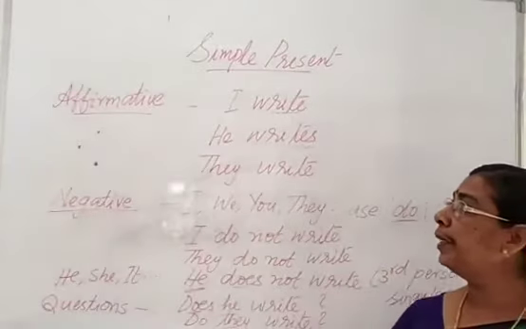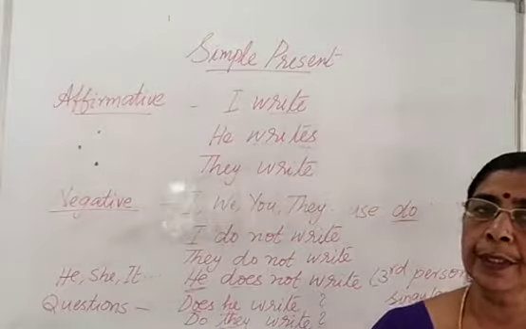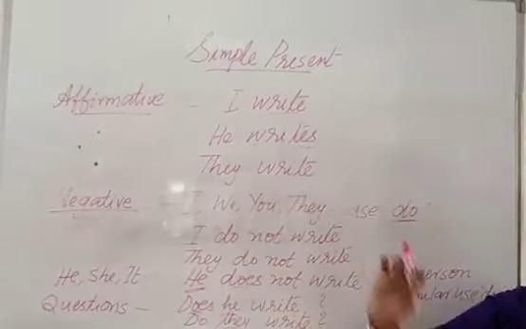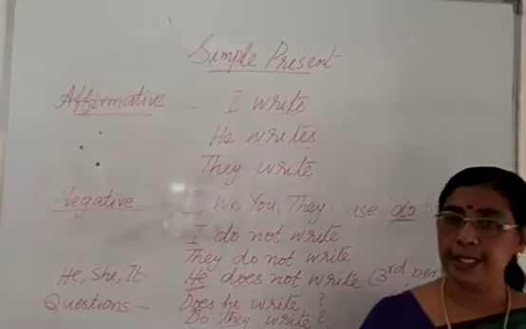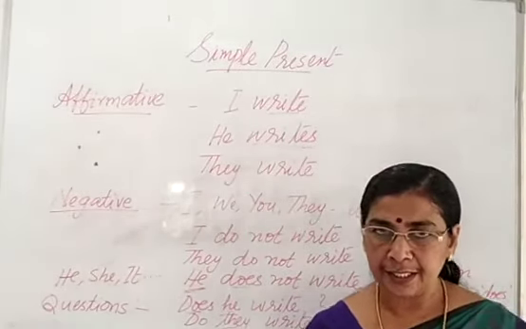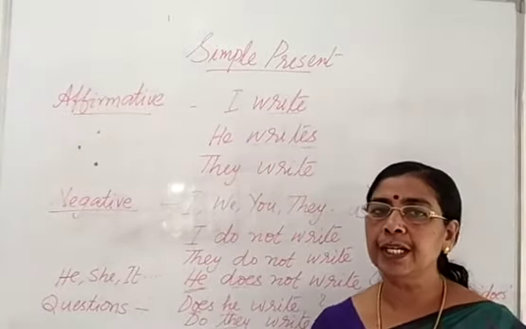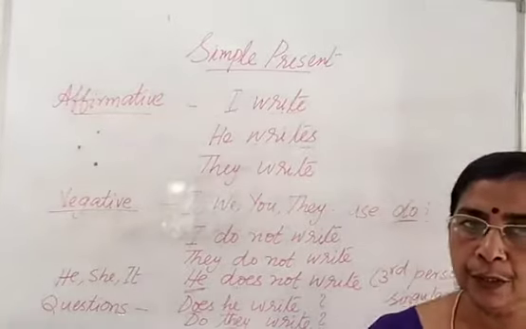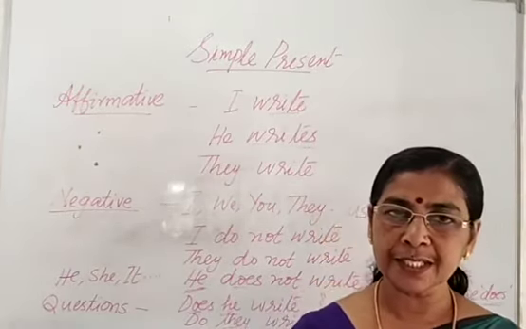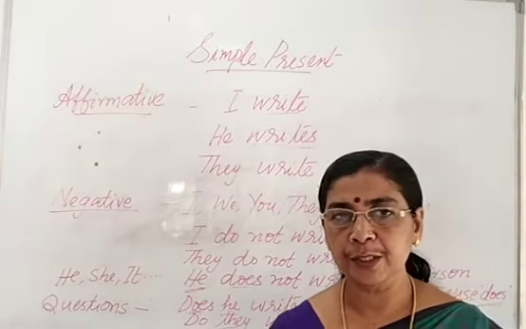Once more should I repeat? So first, in the present tense, we use different types of sentences: I write, he writes, and they write. To make it negative, which we are learning today, we cannot add not directly. For that we have to make use of the auxiliary verbs do and does in the present tense. In the past tense, we make use of did. Okay, that also I will tell you.